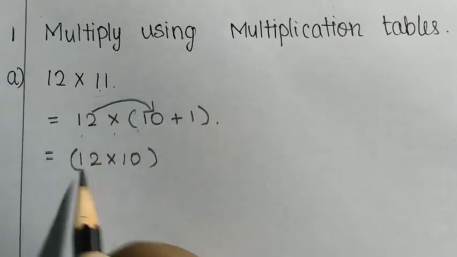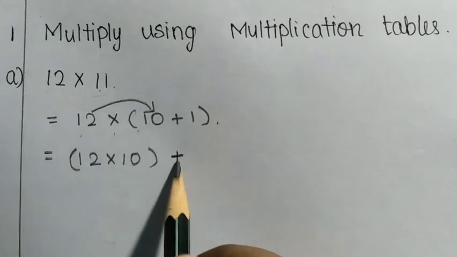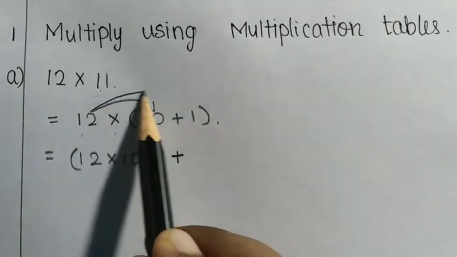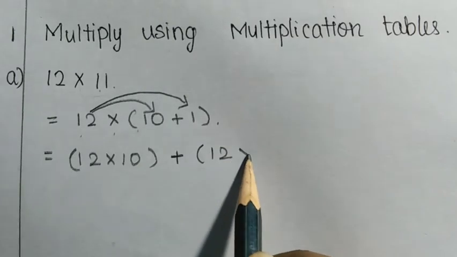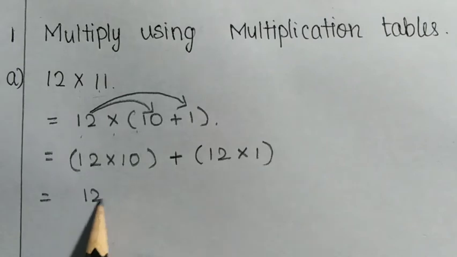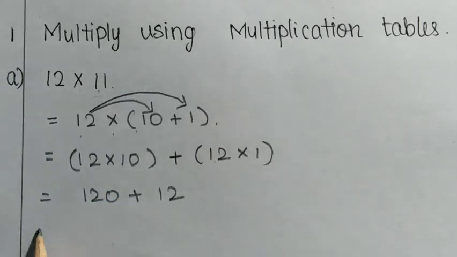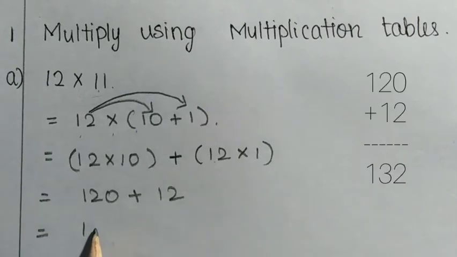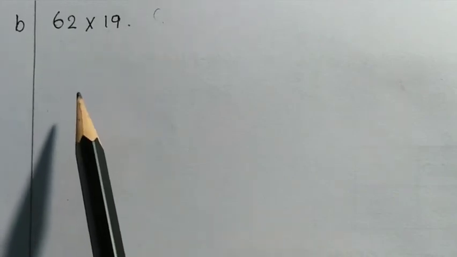Similar to the previous exercise, there you used the minus symbol, here you will be using the plus symbol. Now the same 12 will be multiplied with 1. 12 into 1. So 12 tens are 120 plus 12 into 1, 12. So the answer will be 132. Now the next sum is 62 into 19.